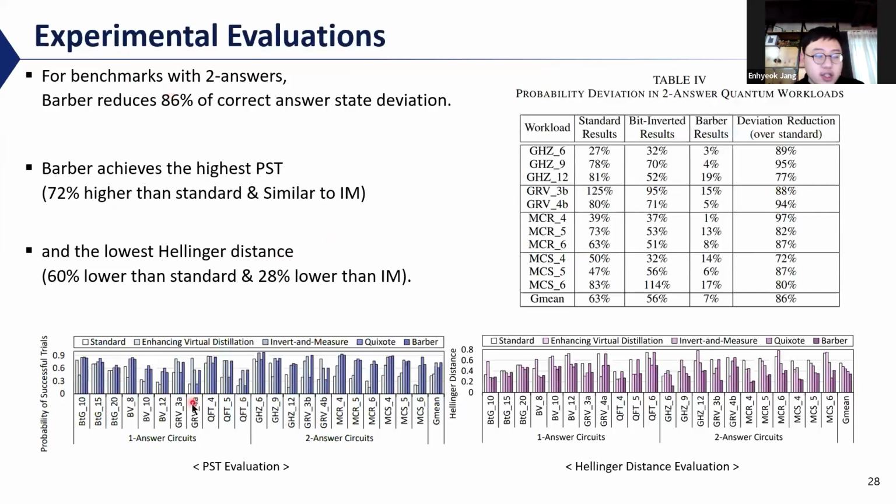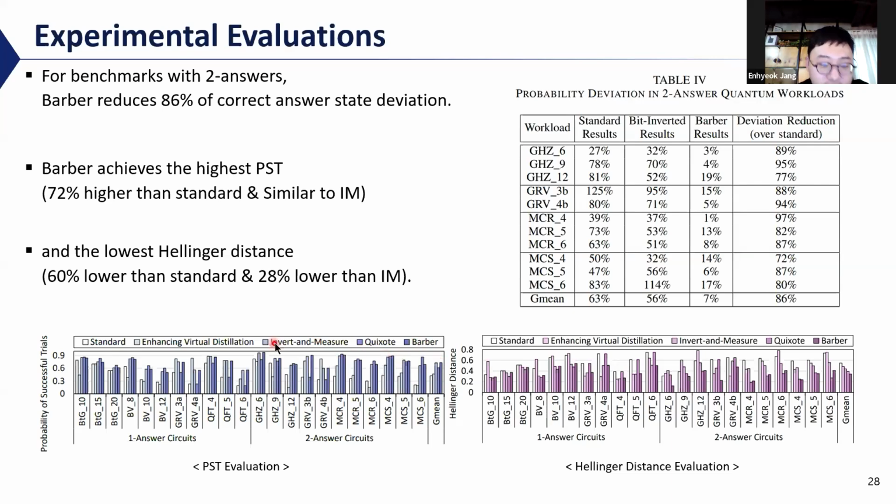Here we can see the two evaluation metrics. PST means the probability of successful trial, which is the probability of the correct answer divided by the total shots, and the Hellinger distance means the similarity to the ideal distribution. So a low Hellinger distance means more accurate, more similar to the original distribution.